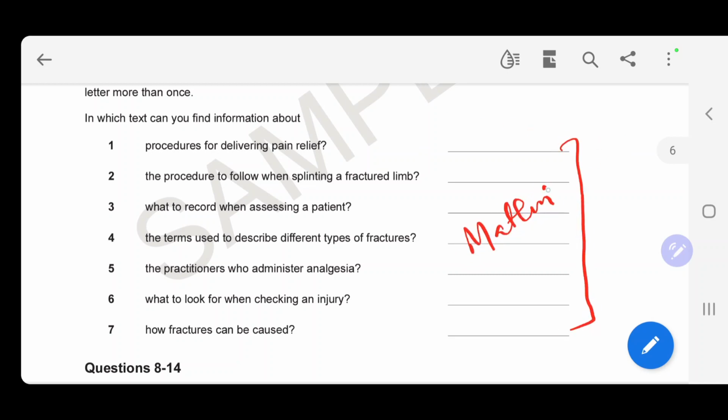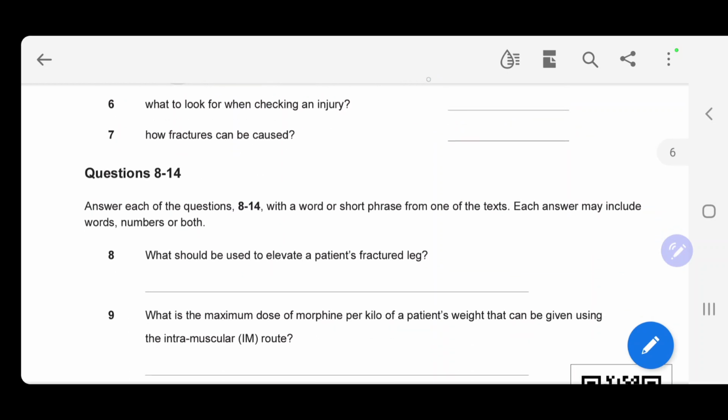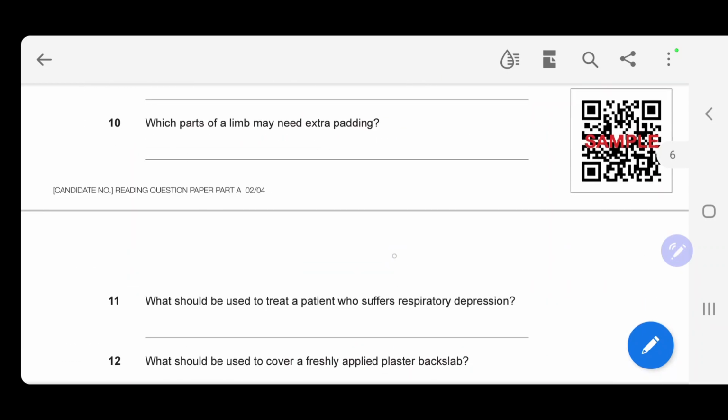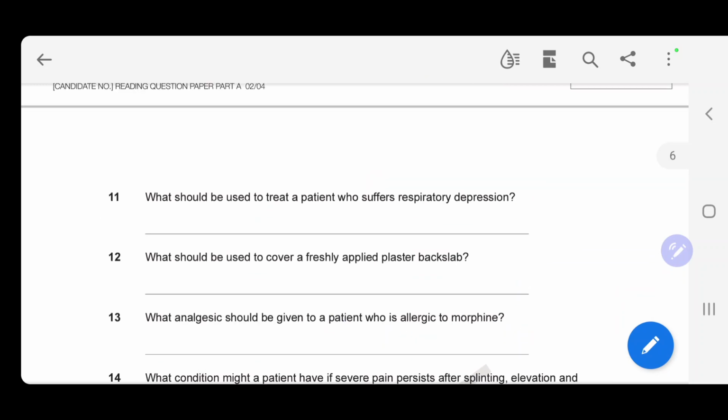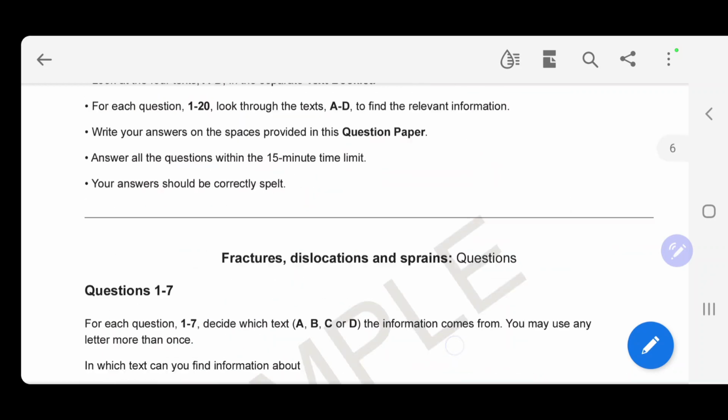These are matching questions. 8 to 14, these are sentence completion. You have to write in a word or phrase, right? 15 to 20, it's your fill in the blanks. Here you should write down the appropriate word. So, let's say we will do the text with skimming and scanning first.